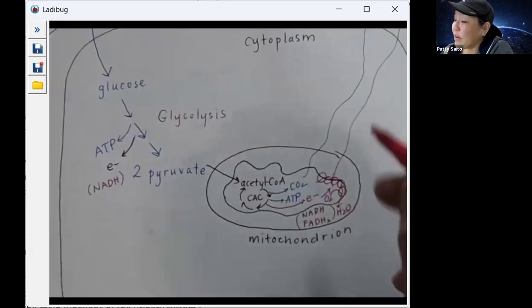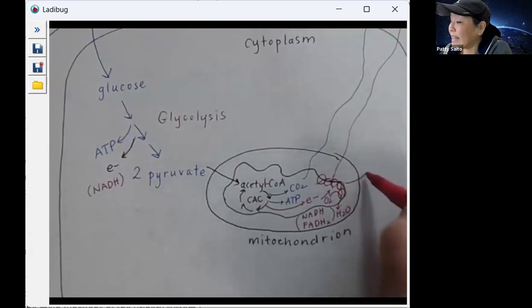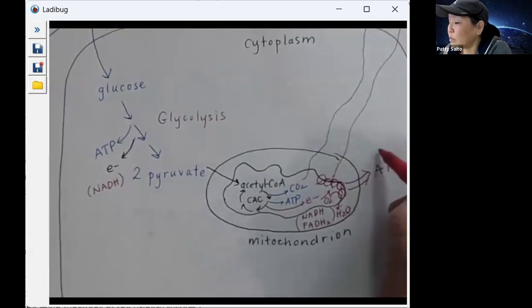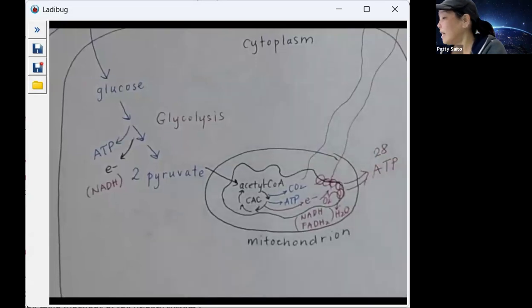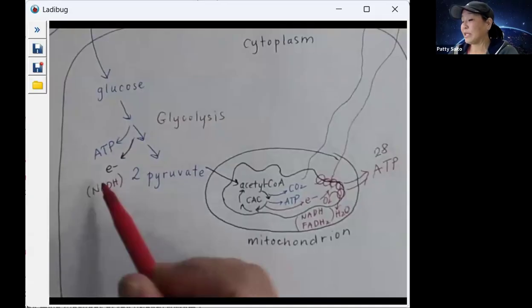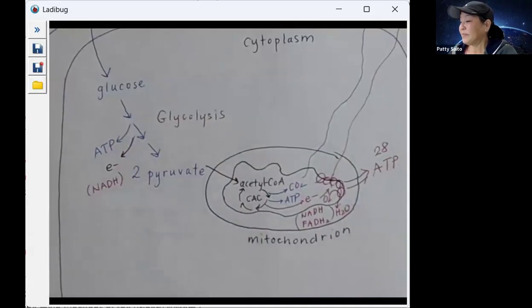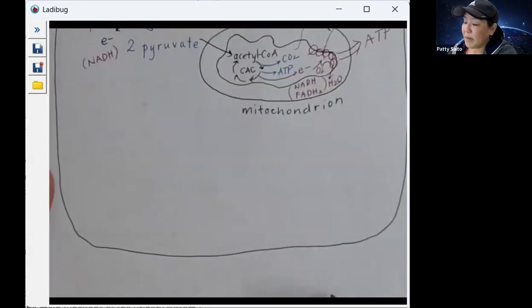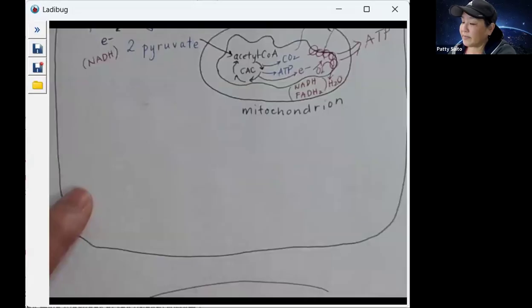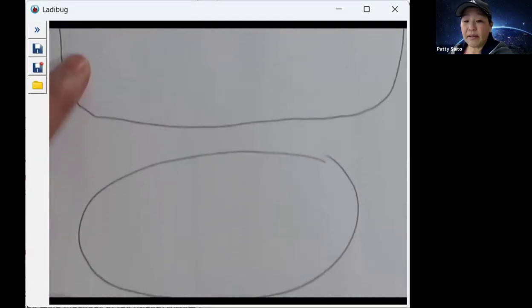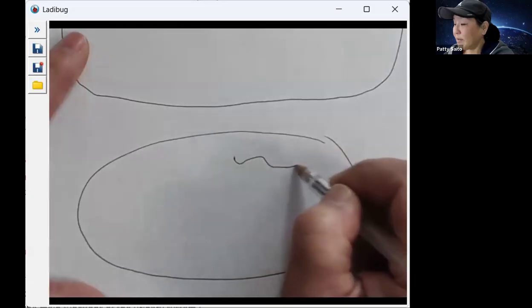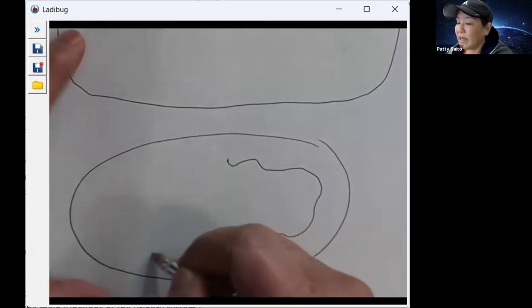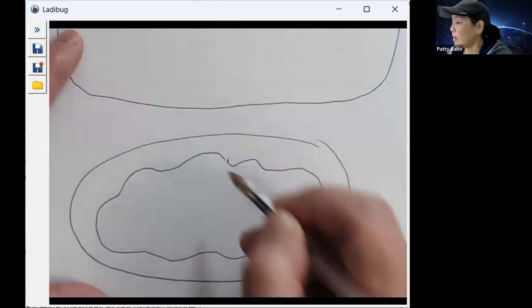Okay. And it's from this process that we get a lot of ATP. I think it's like 28 ATPs out of this process, where these are like two ATPs. Okay, so maybe let me make that a little bigger. I'm going to draw my mitochondrion really big here. Okay, here's the inner membrane. Sorry, I made it so small before.